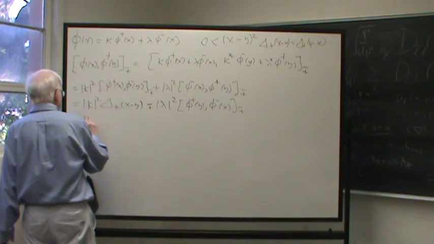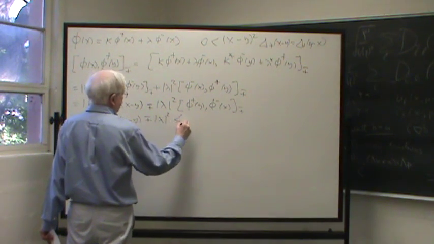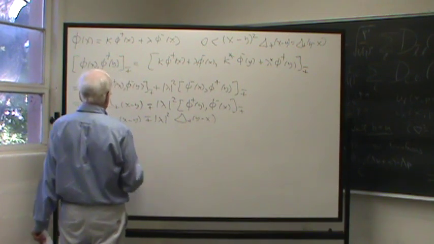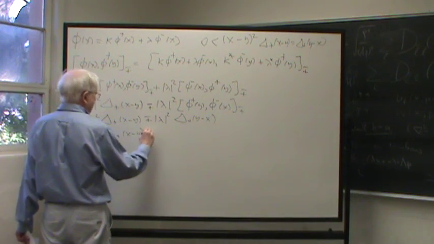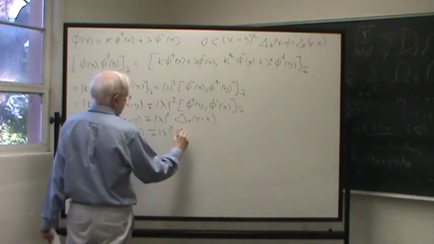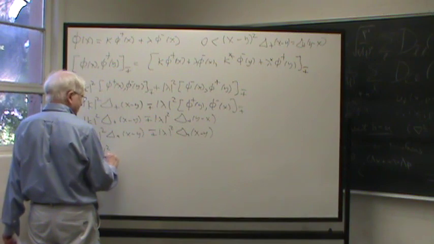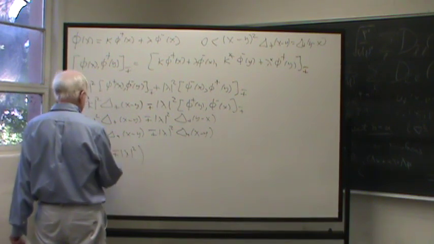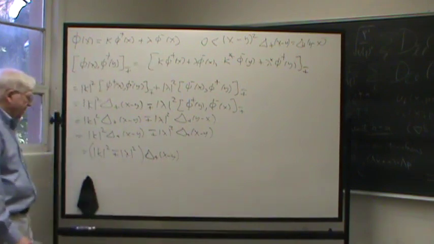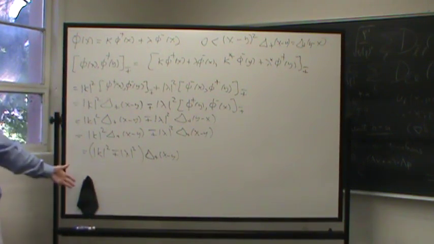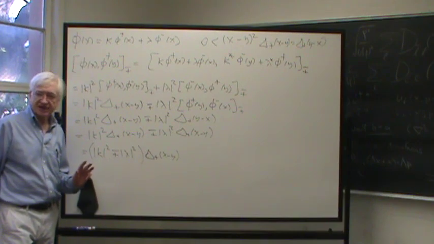So this thing is, let me just go through this again, kappa squared delta plus of x minus y, minus or plus lambda squared delta plus of y minus x, which is kappa squared delta plus of x minus y, minus or plus lambda squared delta plus of x minus y, and altogether this is kappa squared minus or plus lambda squared times delta plus of x minus y. Okay. So obviously there's an easy way to make this zero. You make this zero just by choosing kappa to have the same magnitude as lambda. You don't even care about the phase.